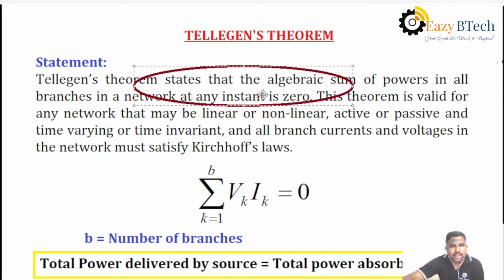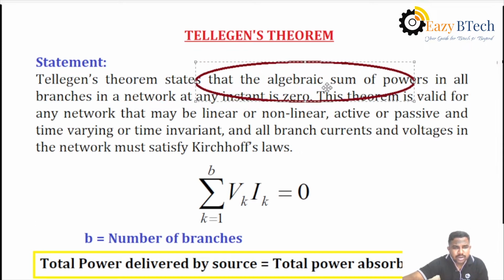That is, in the given circuit, in every branch, you have to find out the current passing through the branch and the voltage drop across each branch. Then find out the power in the corresponding branch, that is V into I. You have to calculate it in every branch. Then the sum of the powers in all branches is equal to 0.